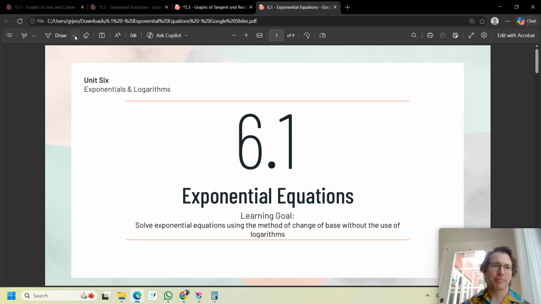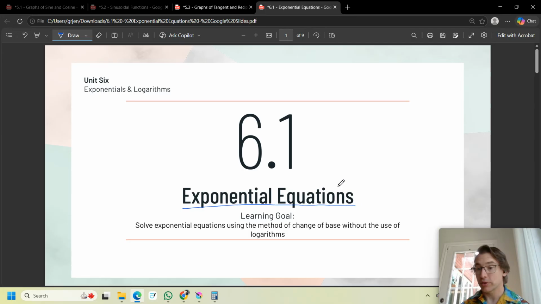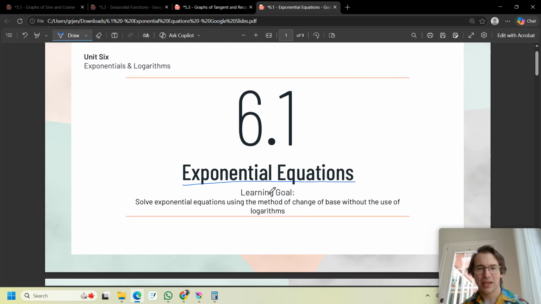It's Mr. Jennings, and we are starting a new unit, and it is exponential equations. We're also going to be looking at the inverse of exponentials in this unit, which are logarithms. So that's going to introduce a whole new chapter to your algebraic development. Today is mostly review of previous topics. So without further ado, let's keep going.